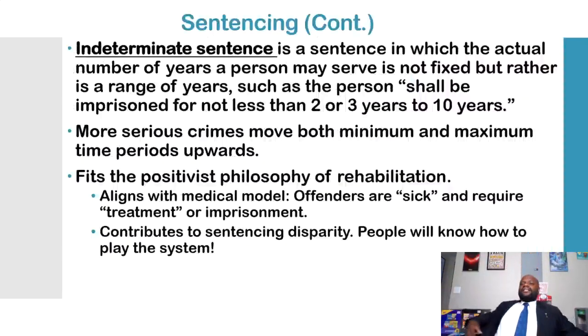So we have an indeterminate sentence. This is where a person is sentenced and they don't have an actual number of years, but they have a range of years. So you might be in prison for between 2 and 5 years. So hopefully you're coming out closer to the 2-year mark, but you don't know. So that's an indeterminate sentence. You might get 2, you might get 10, but you don't know.